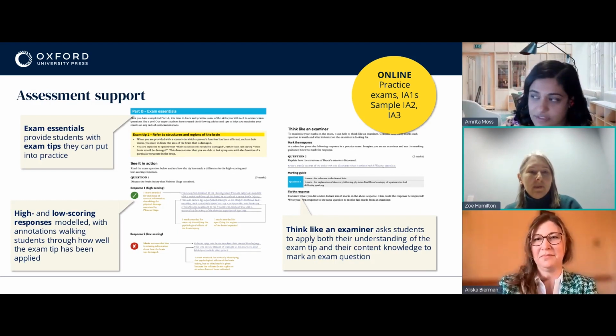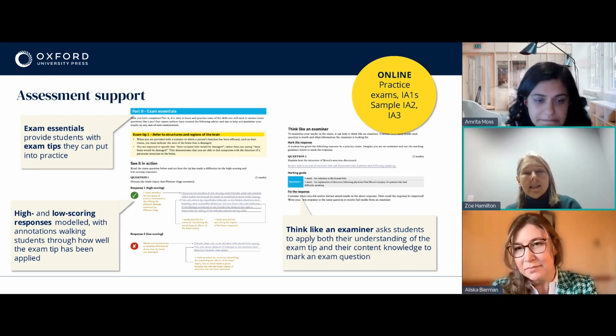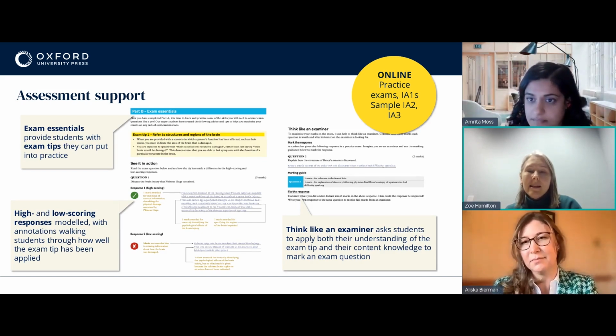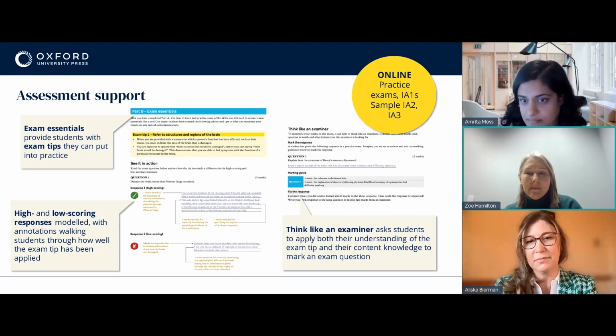Assessment support, we have plenty of it. Not only do we have questions, we have a feature at the end of every unit called Exam Essentials that provides students with an exam tip that they can apply when they're answering questions. They can see how that exam tip is applied in a high scoring response or not applied in a low scoring response. And then once they've done that, they are given a question and a response and a marking guide.